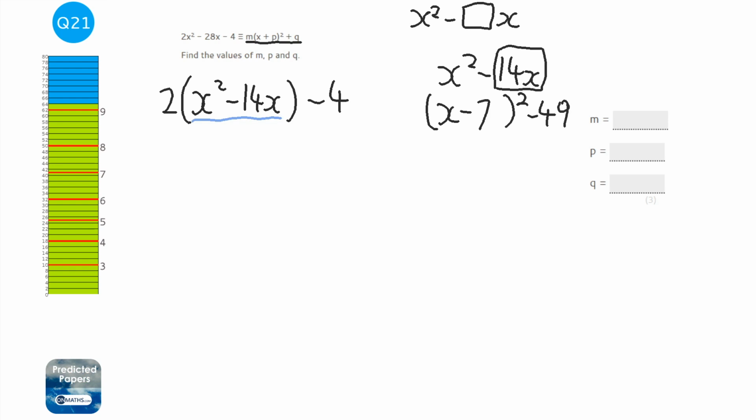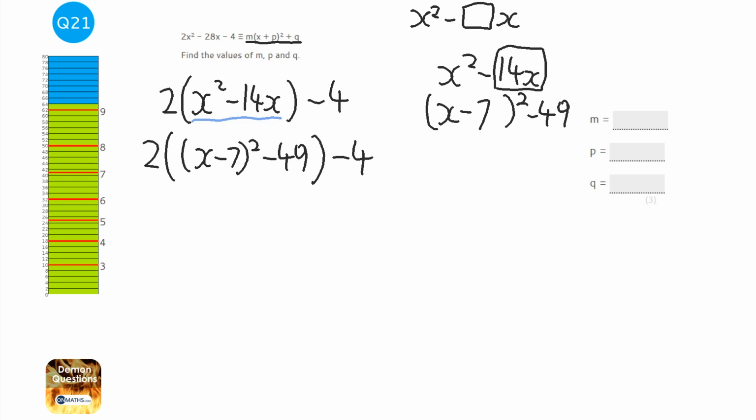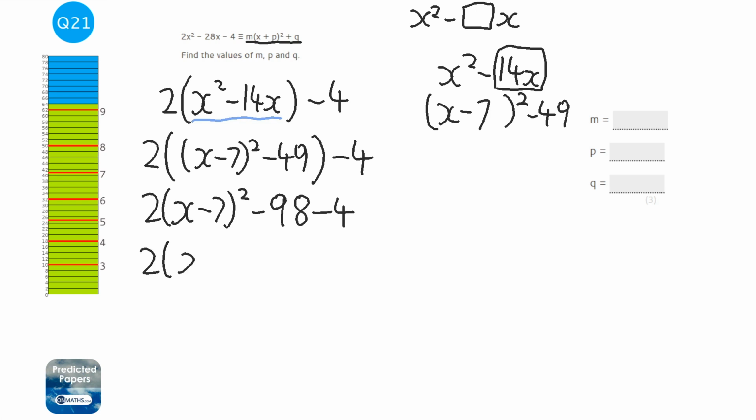Okay, so I'm going to replace that with what I've just found out that it is, x minus 7 squared minus 49. Now, I have that minus 49 on the inside of the brackets, and I want to collect that with the minus 4 on the outside of the brackets. So I'm going to just expand the big brackets. So I'm going to times the x minus 7 squared by 2. And I'm going to times the minus 49 by 2. And so I can collect the numbers together.